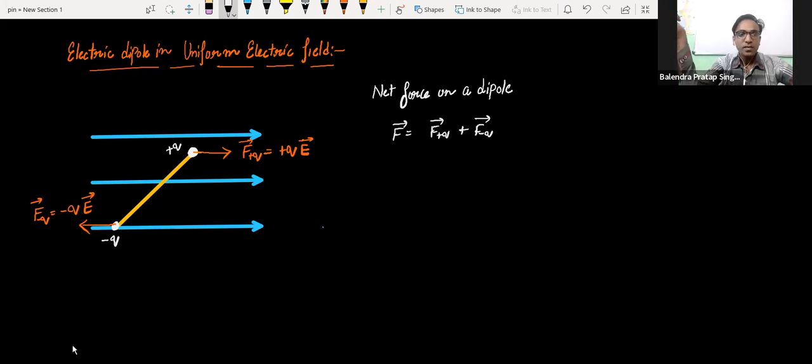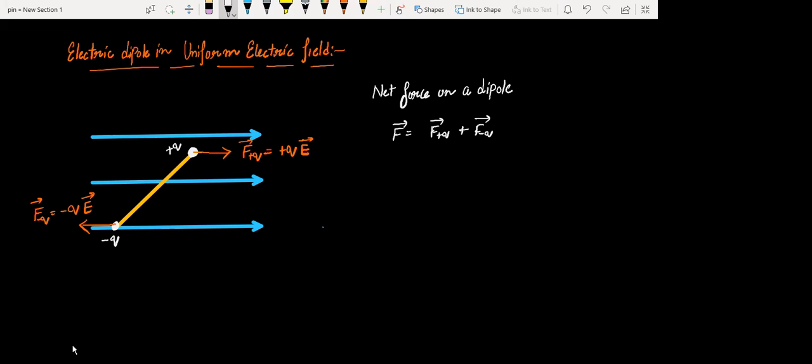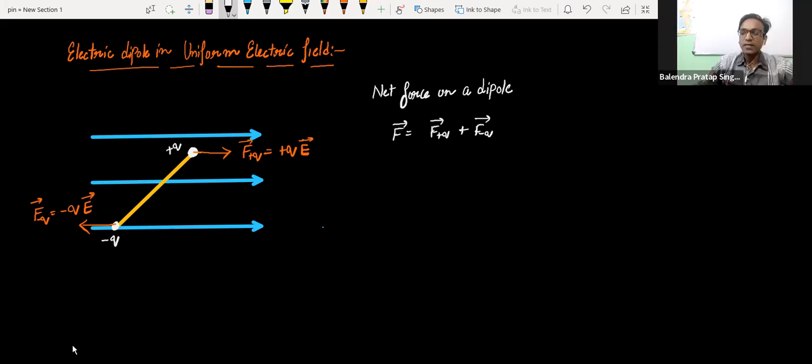The net force is F on positive Q plus F on negative Q. Then what is the value? That is plus QE and minus QE. So, in this case, that is zero. So, the net force on a dipole is zero.